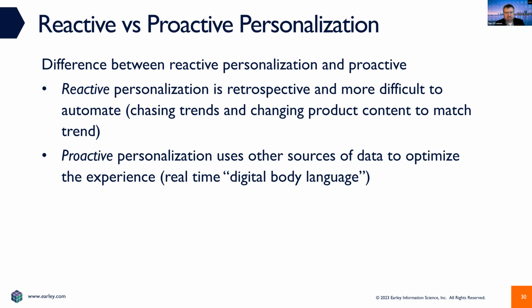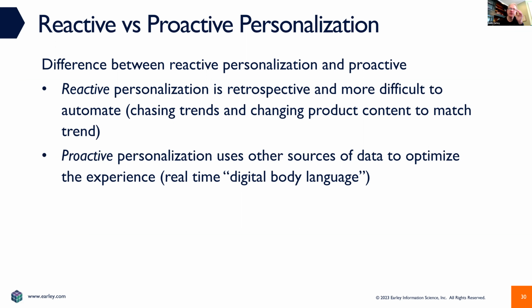And you're changing content, you're changing data to match an individual trend. When you're talking about proactive personalization, you're using all of your data sources to get to an optimized experience. And Seth has called this, I'm sure everybody's seen this, the real-time digital body language. That's when you're not changing data to match a trend, but you're using data itself as the change mechanism to be proactive instead of waiting to find out what the trend is and then being a follow-on to that trend.